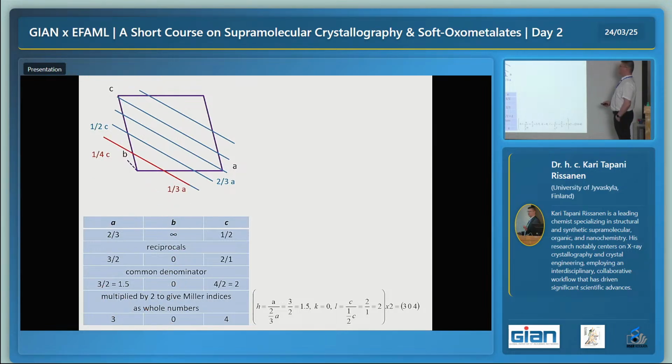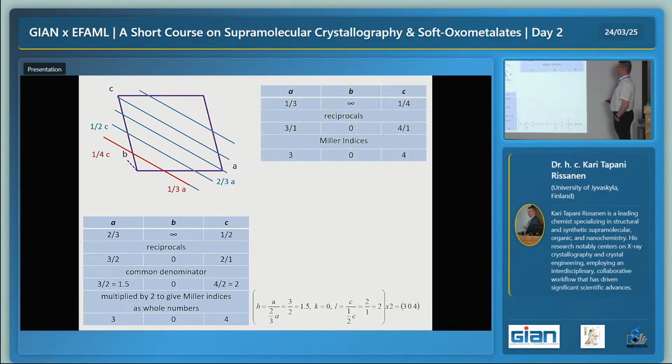Now, what happens? Okay, let's draw a new one here, which says 1/4 of C and 1/3 of A. So we just draw it on top of it. Let's do the calculation here. Now the reciprocal of 1/3 is 3/1, 0, and the reciprocal of 1/4 is 4/1. Of course it's the same because we draw over it. And in this way we can do these definitions as we like.